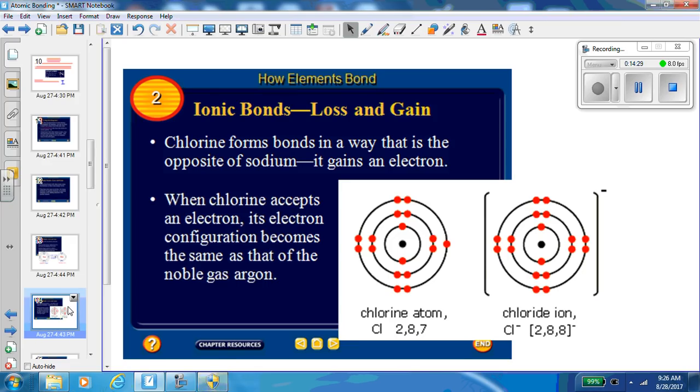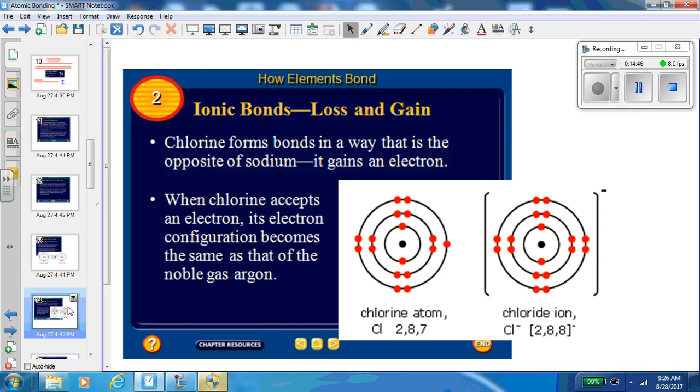Now let's talk about the flip side of that. What if the atom gains an electron? Chlorine forms bonds in a way that it is the opposite of sodium. It will gain an electron. When chlorine accepts an electron, its electron configuration becomes the same as that of the noble gas argon.